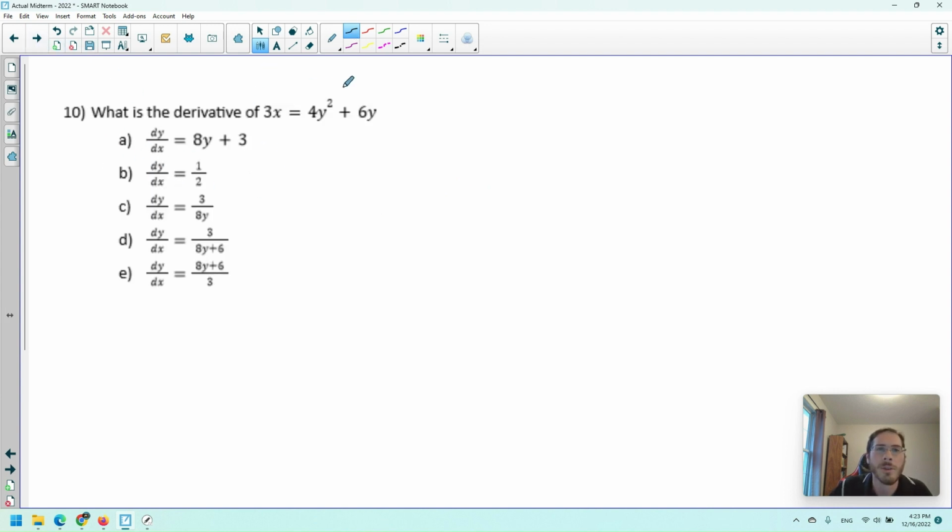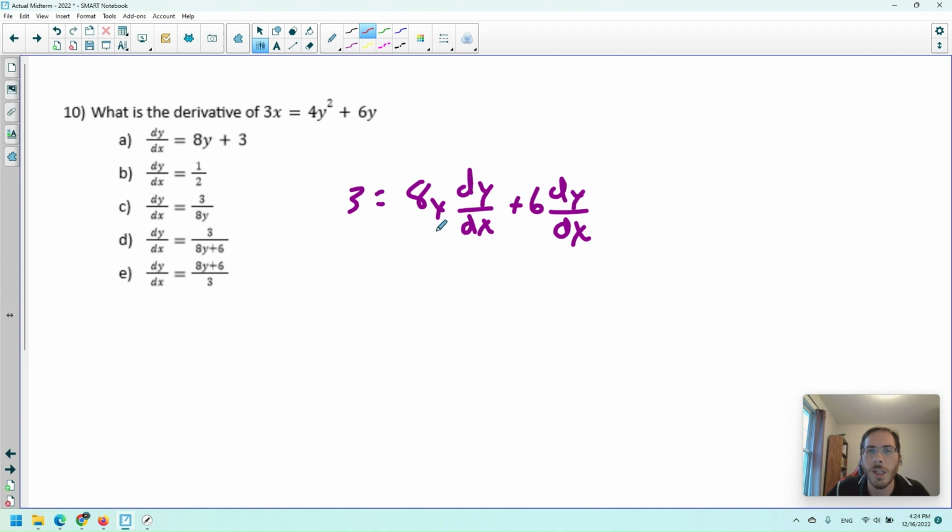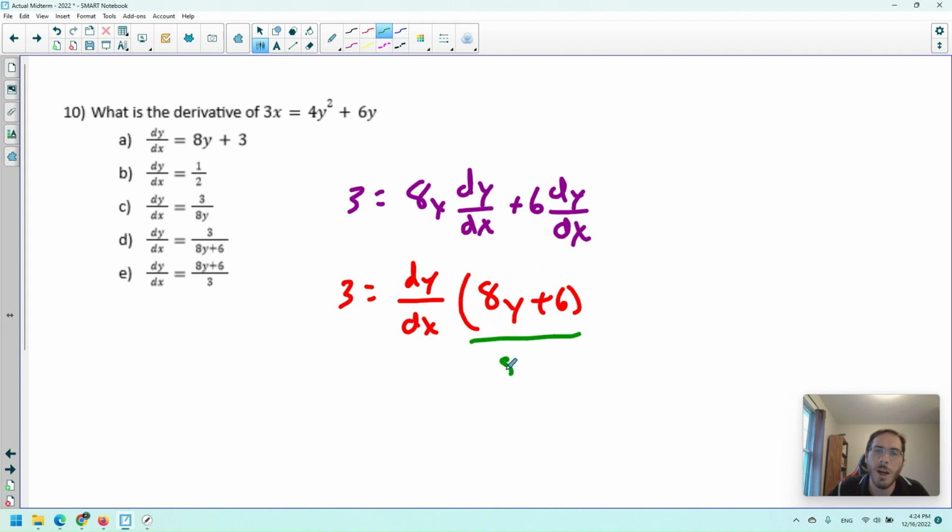For 10, we have to find this derivative. Here we've got the x's and the y's, so this one's an implicit question. So derivative of the left side is going to be 3. Derivative of the right side by the power rule will be 8y dy/dx plus 6 dy/dx. And we can follow our solving steps. So now what we need to do is move everything to one side, which is already done. So then we GCF out our dy/dx. So we have 8y plus 6, and then we're going to divide both sides by the 8y plus 6.